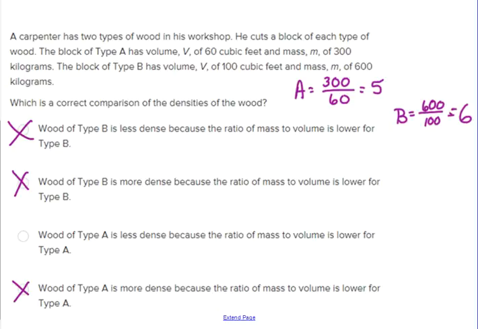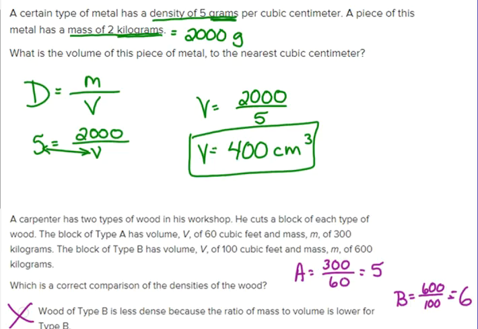Wood type A is less dense because the ratio of mass to volume is lower for type A. That is the correct reason. Less dense, lower ratio. So you got to pay attention to the details in those questions. Finding density is not hard. It's always mass divided by volume. But you got to pay attention to those details with the reasoning that they give. Okay? All right.